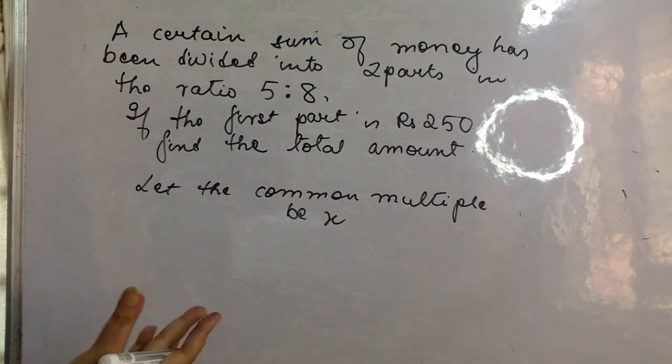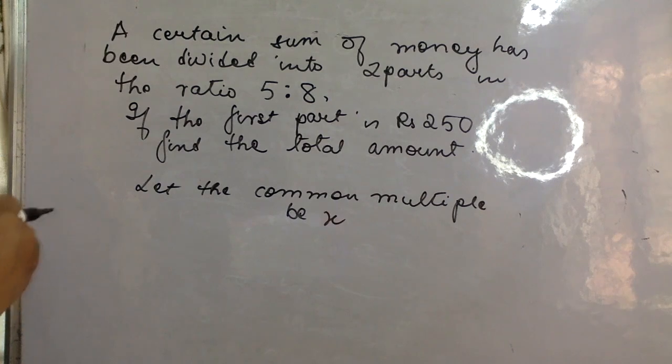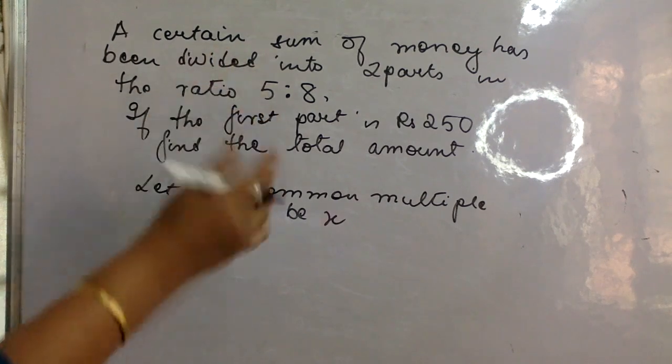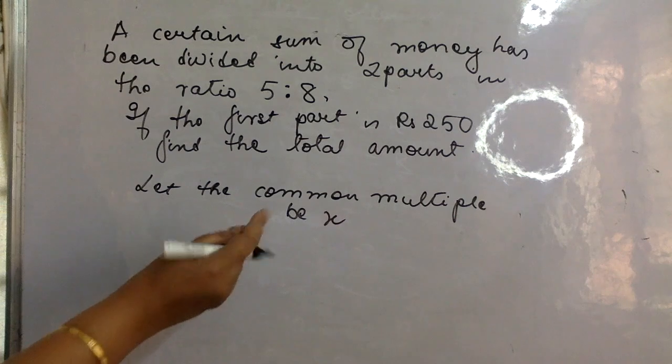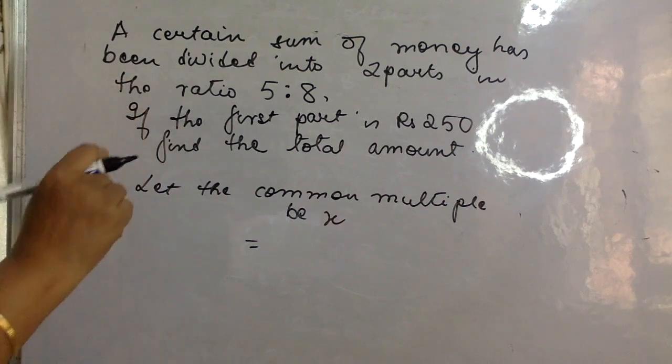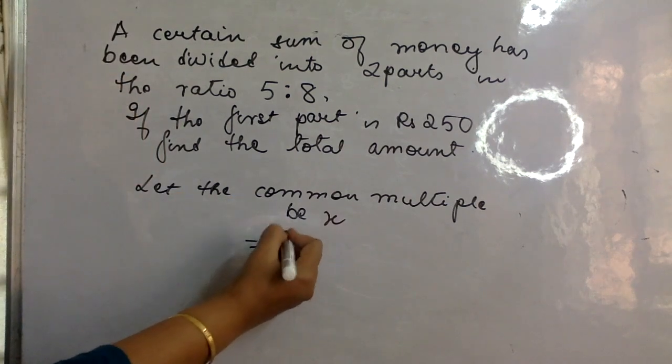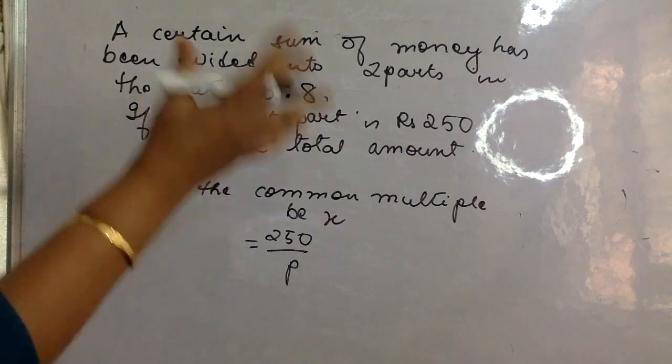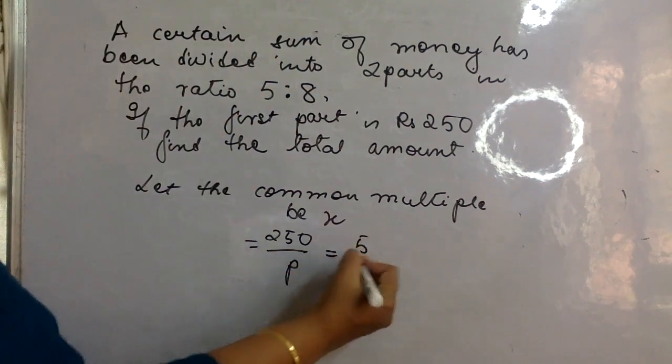Now where is the question of common multiple coming from? Remember the two monies were 250 and something else, and they were in the ratio 5 is to 8. Now if it is 250 and let's say p, that is the other part, and they came in the ratio 5 is to 8.